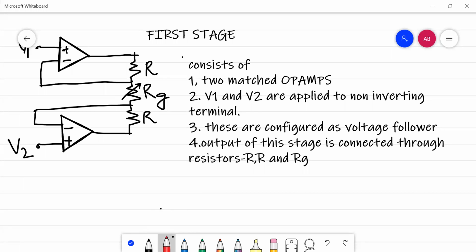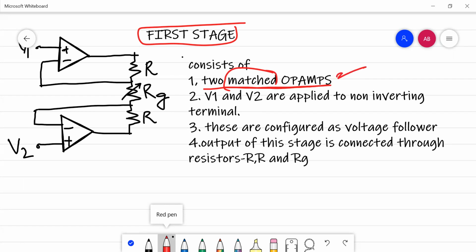Basically, the first stage consists of two matched operational amplifiers. This matching, as we discussed for a single operational amplifier, is the transistor matching that is very much required so that errors like drift and offset don't come into the measurement system. Similarly, two matched op amps means all the configurations of both op amps are the same. V1 and V2 are applied to the positive terminals of the operational amplifiers, which have been made voltage followers to get high input impedance.